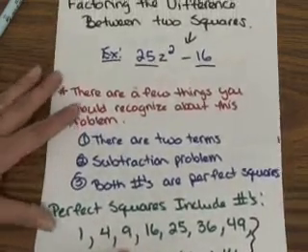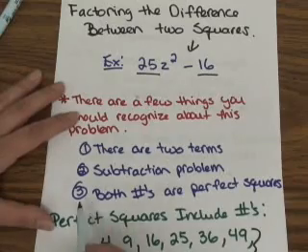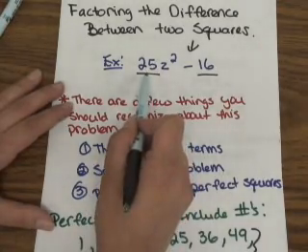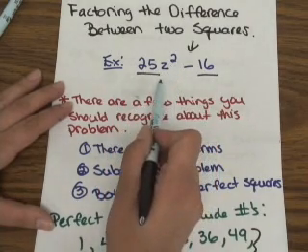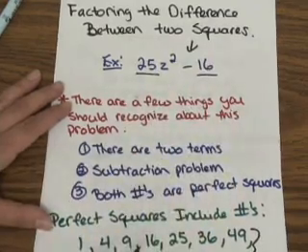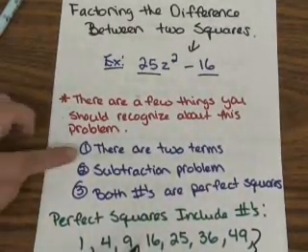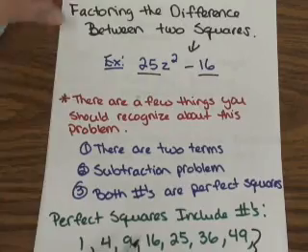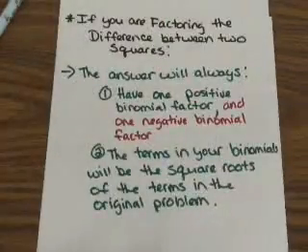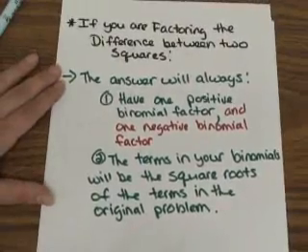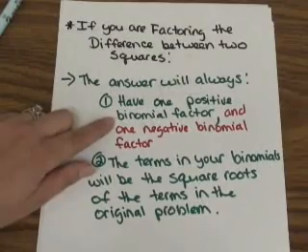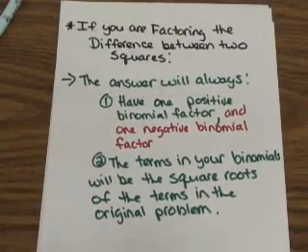So if you look at the example we were looking at in the beginning, one of the rules is that both numbers are perfect squares. In this case, 25 is a perfect square. z squared is perfect because I can find the square root of z squared. And 16 is also perfect. Now once you've determined that all these things are true, you know that your answer is always going to look like this. If you are factoring the difference between two squares, the answer will always have one positive binomial factor and one negative binomial factor.